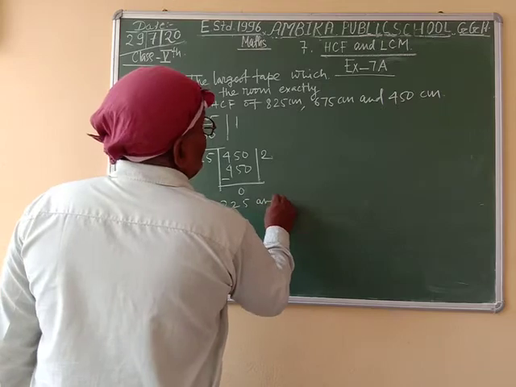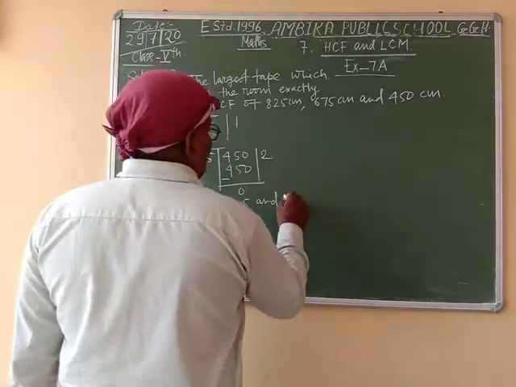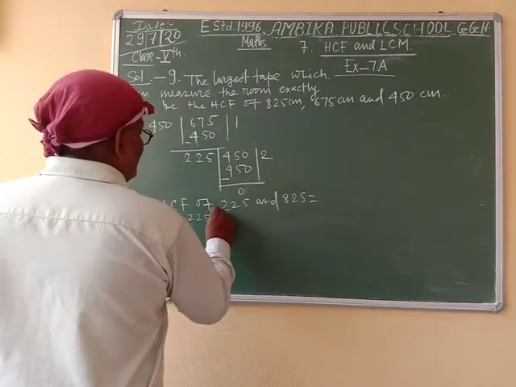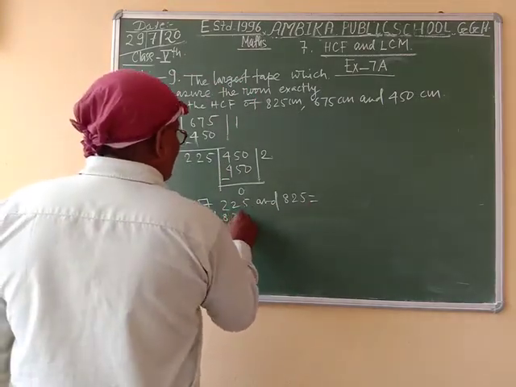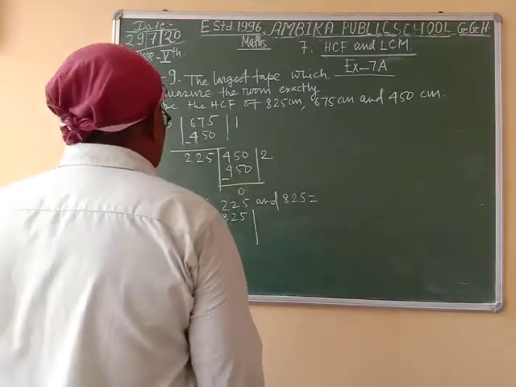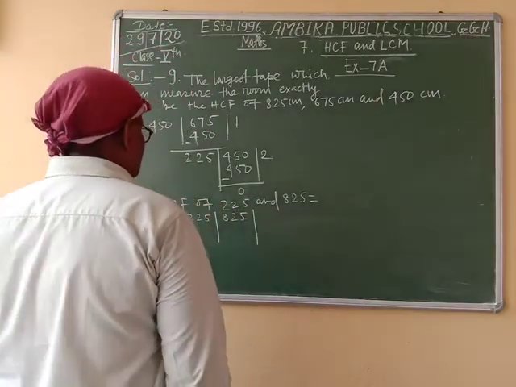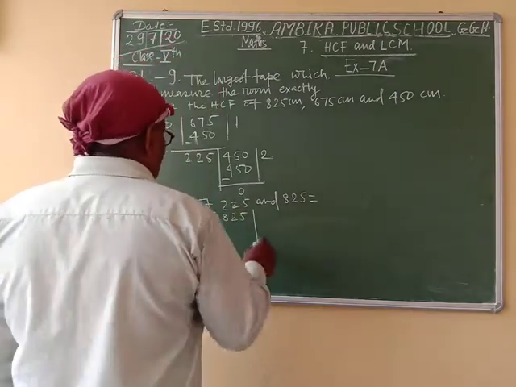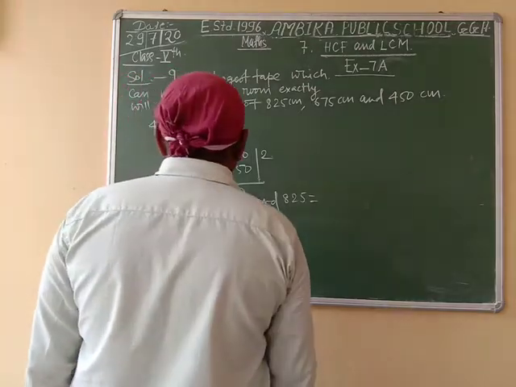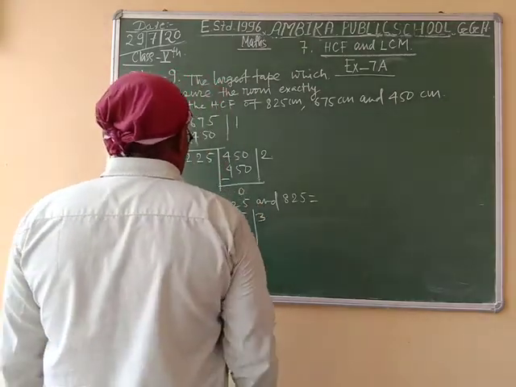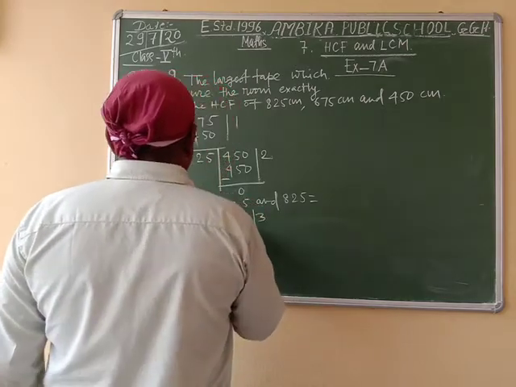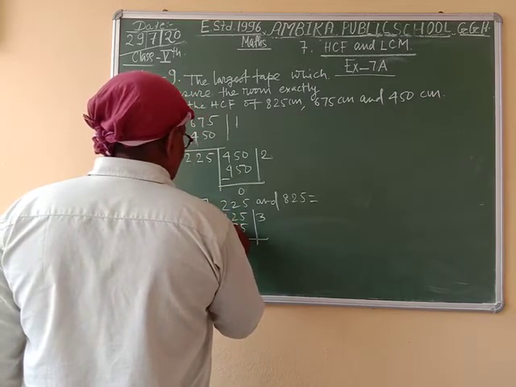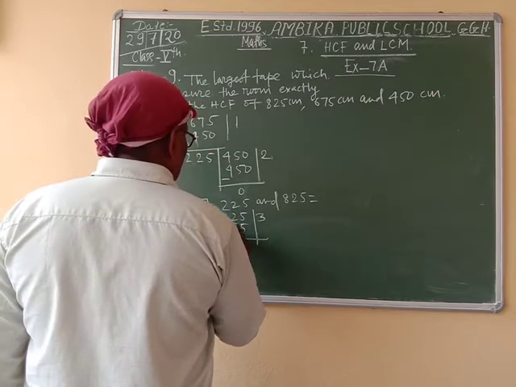Again, we find the HCF of 225 and 825. 225 goes 3 times in 825. Multiply 225 by 3, we get 675. Subtracting, the remainder is 150.